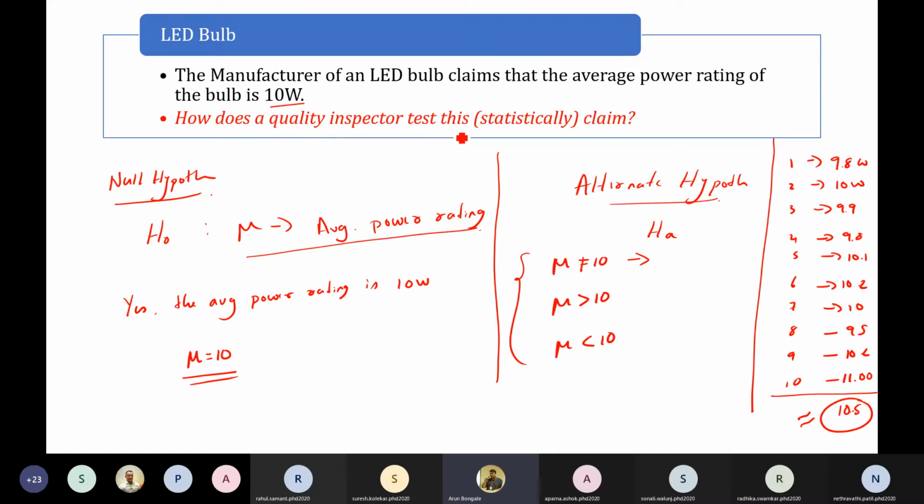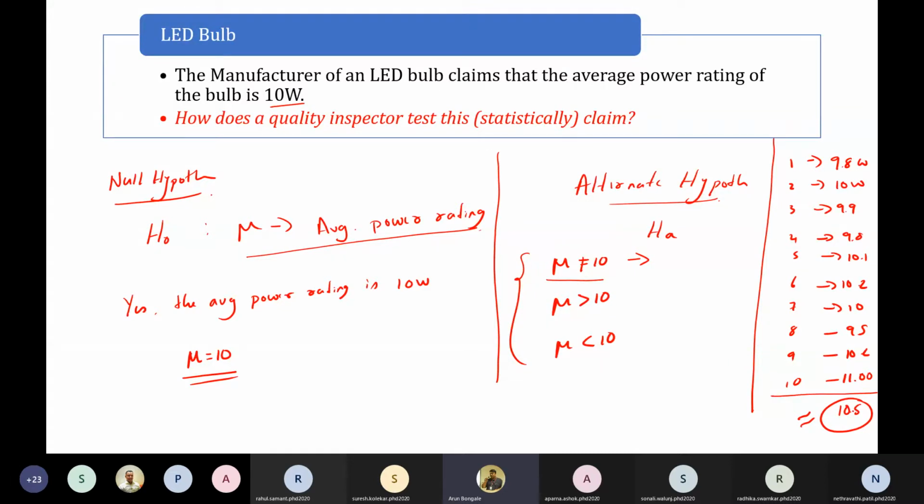How does a quality inspector test this statistically? Although this is right technically, if you write mu is not equal to 10, this will be okay from a technical point of view. As a standard, if I take the statement itself, I can write it as either mu is equal to 10 or mu is not equal to 10. But whether it will serve the purpose of testing or not, that has to be discussed over here.